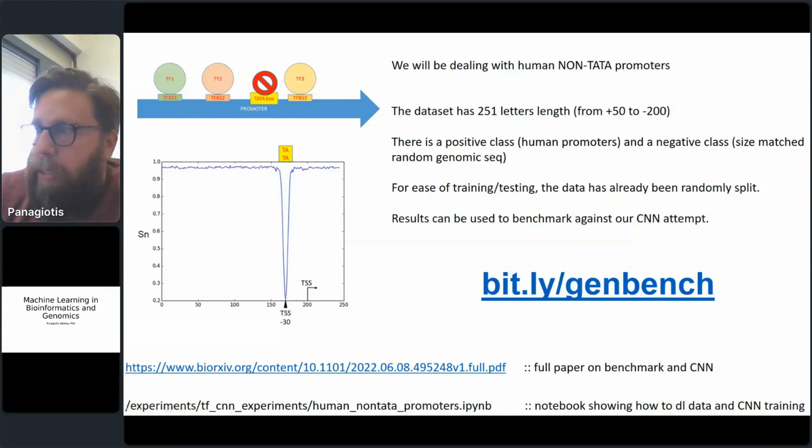The full paper is here, and this is the subfolder within the GitHub repository. If you follow this, it will take you to the subfolder where there is a Jupyter notebook in Python that is an example of how you download the data. We also have the training of the convolutional neural network, and there you can see how long it takes to run. Each epoch takes about 7 seconds, so it's pretty fast to train.